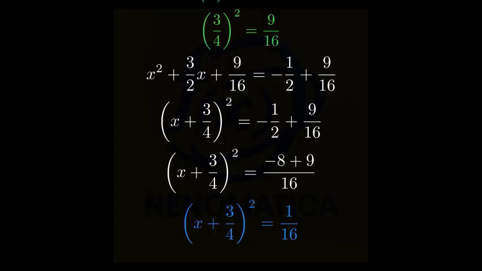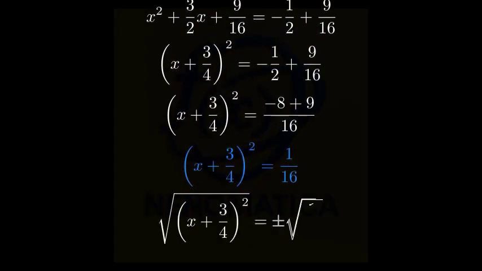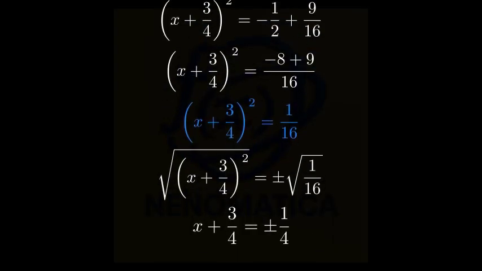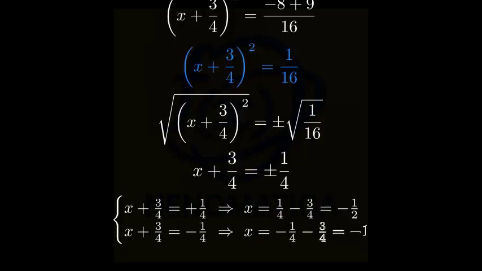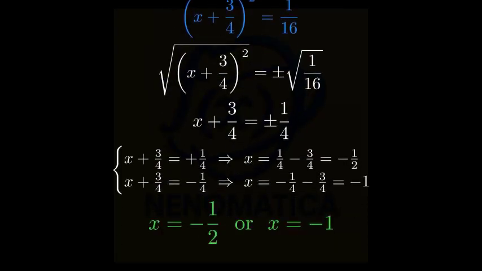Take square roots of both sides, remembering the plus or minus. Finally, solve both linear equations. When the right side is plus 1/4, x equals negative 1/2. When the right side is minus 1/4, x equals negative 1. So by completing the square, the solutions are x equals negative 1/2 and x equals negative 1.